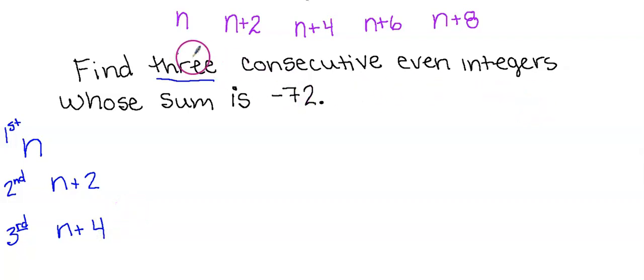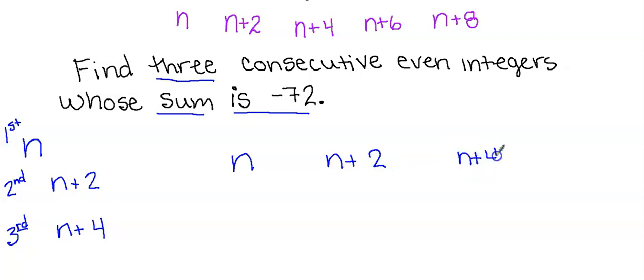Again, this is the same verbiage other than even as our last problem. So, whose sum is negative 72. Sum means the answer you get when you add. So I'm going to take my 3 numbers, n, n plus 2, and n plus 4, and I'm going to sum them and get negative 72. Time to solve. Anything I do to one side, I do to the other, but before I get there, I need to combine like terms and simplify.